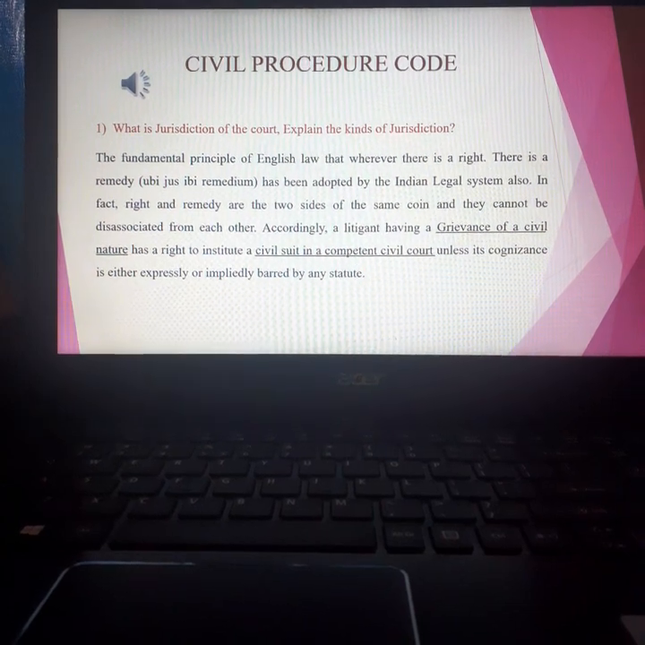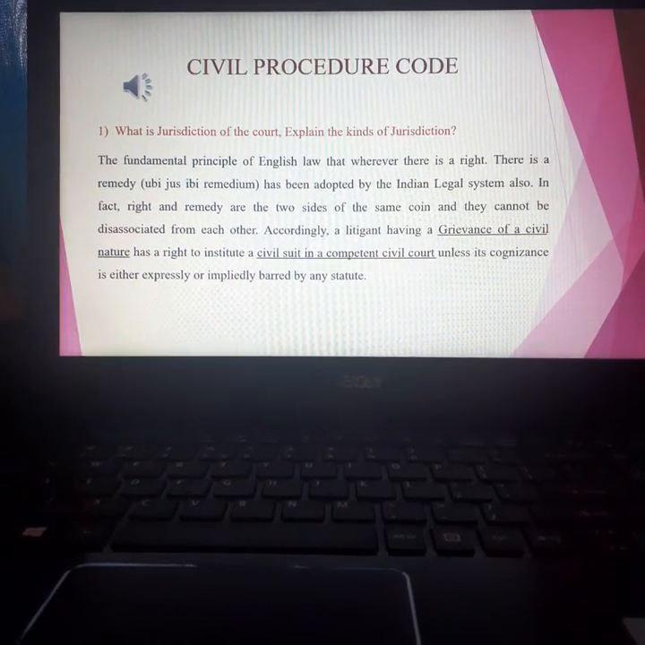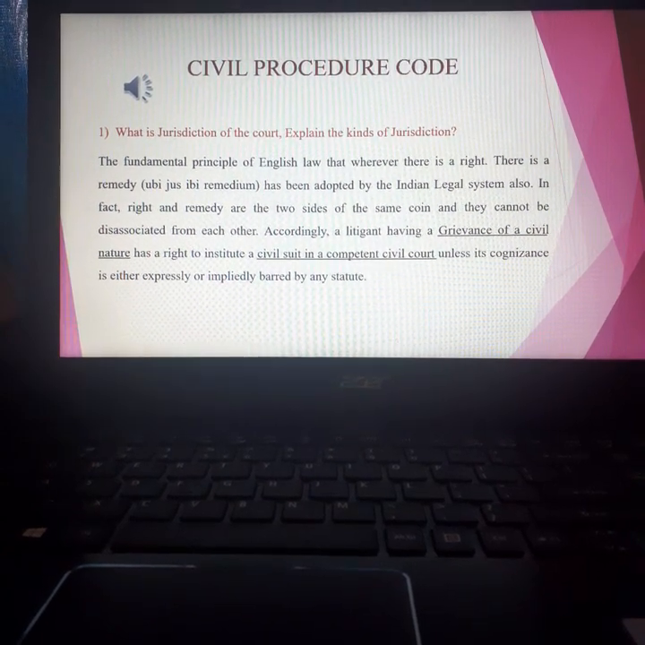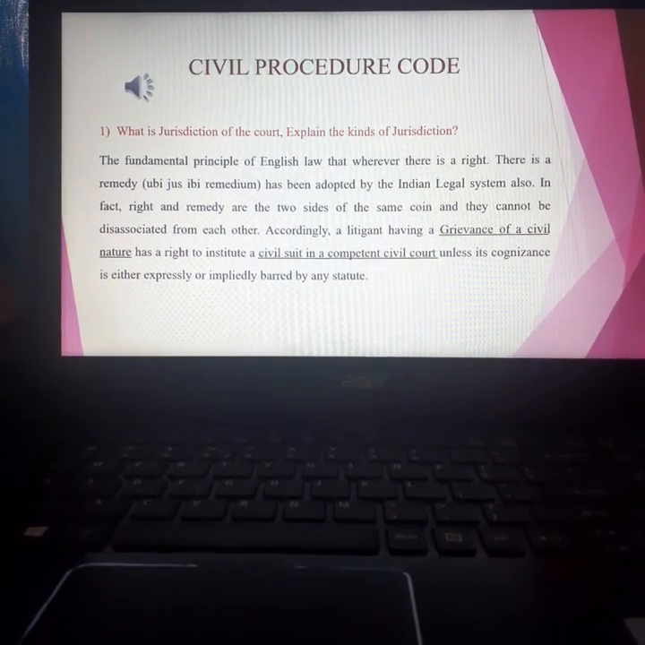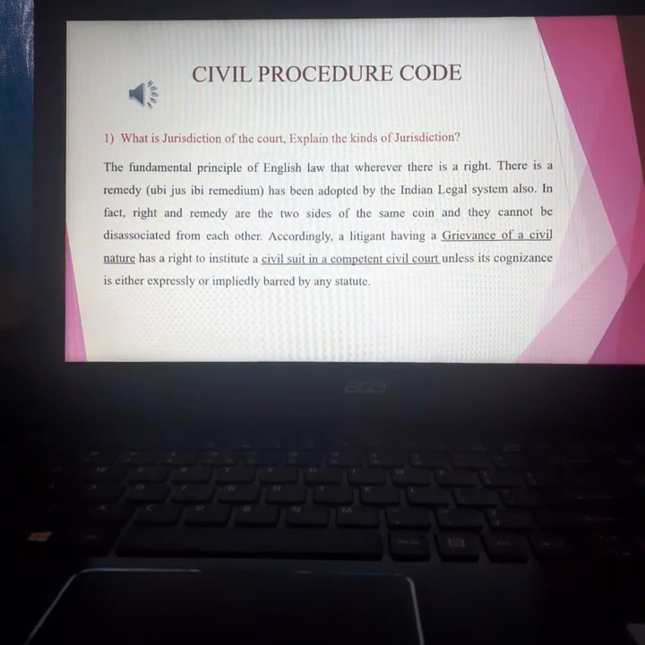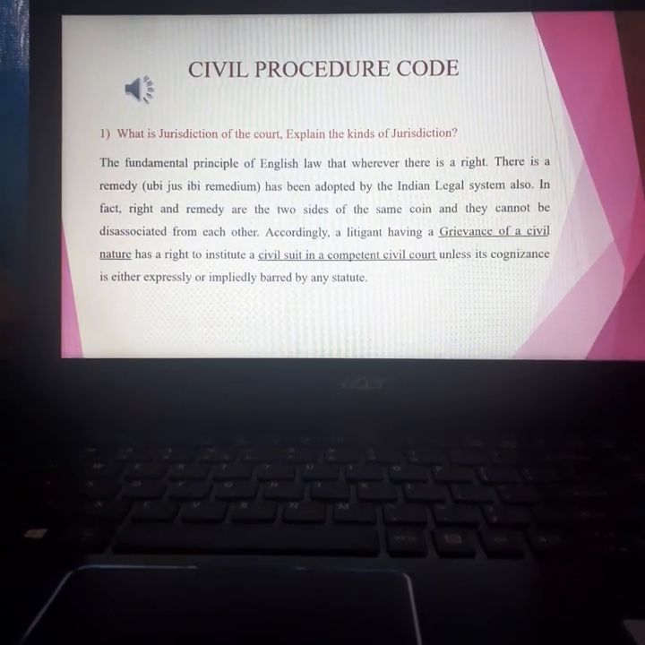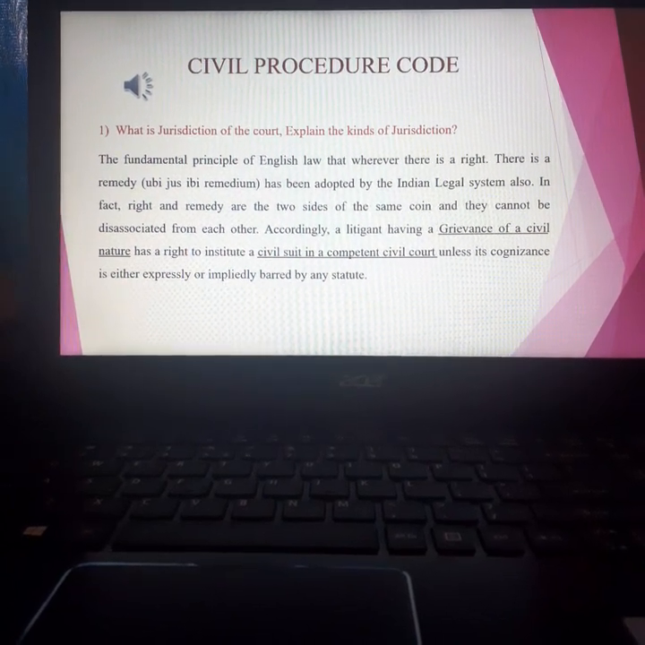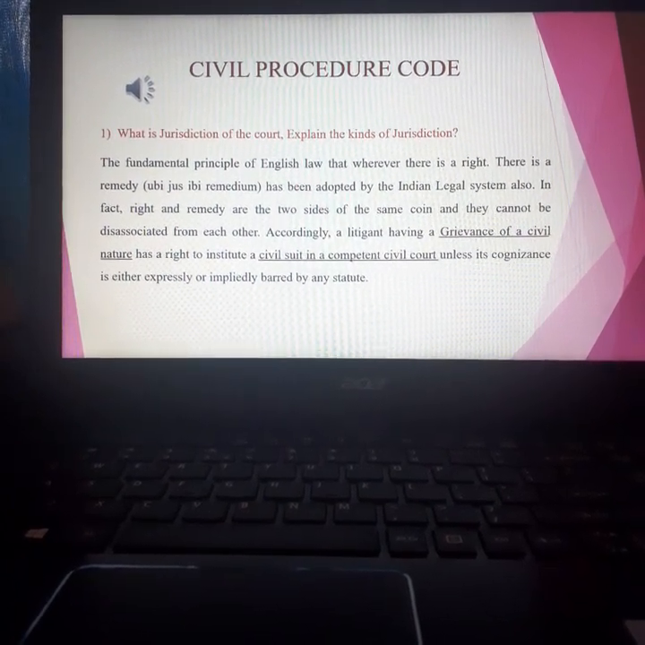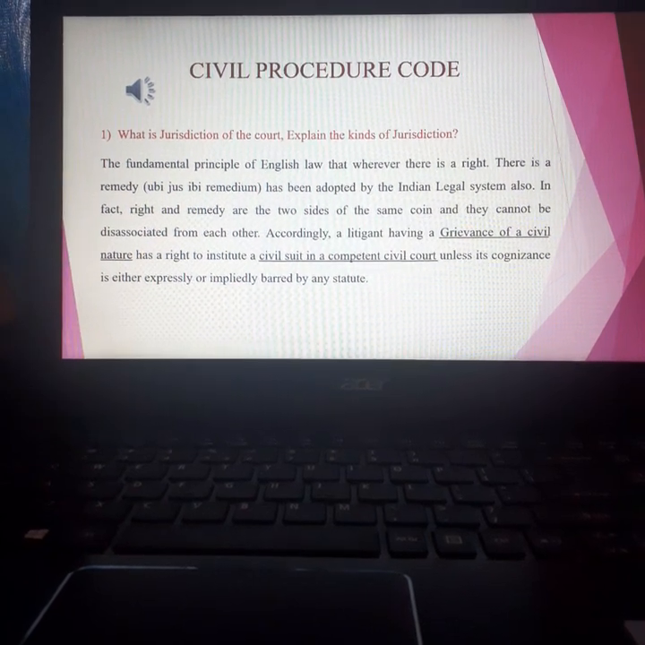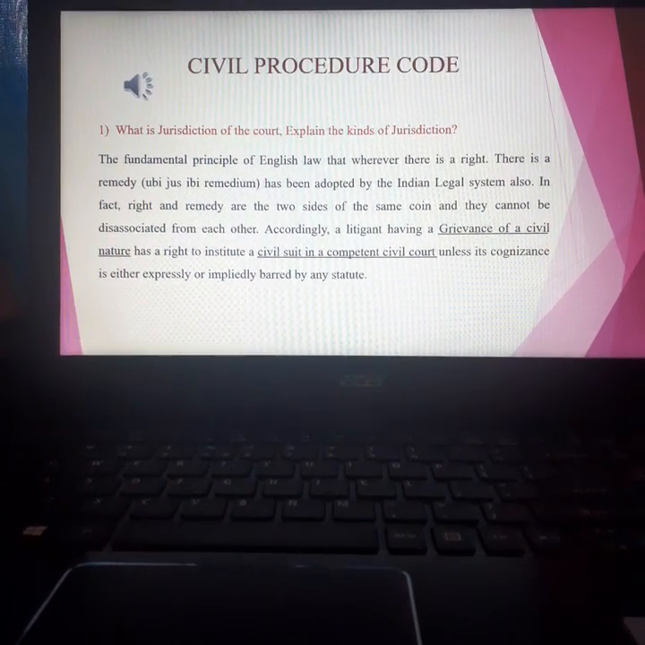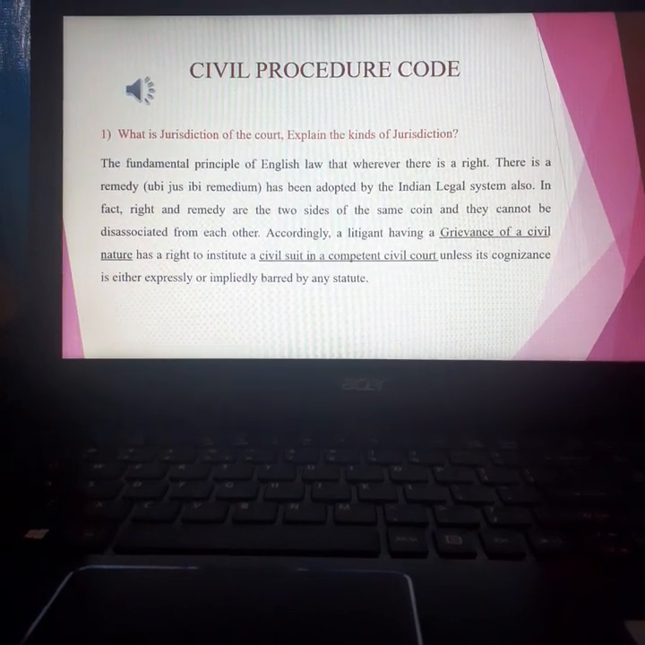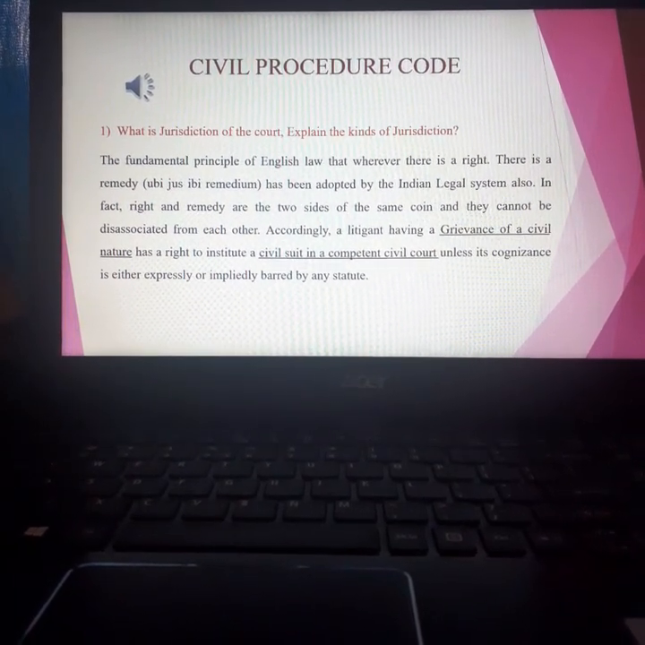The fundamental principle of English law, that wherever there is a right, there is a remedy, Ubi jus ibi remedium, has been adopted by the Indian legal system also. In fact, right and remedy are the two sides of the same coin and they cannot be disassociated from each other.